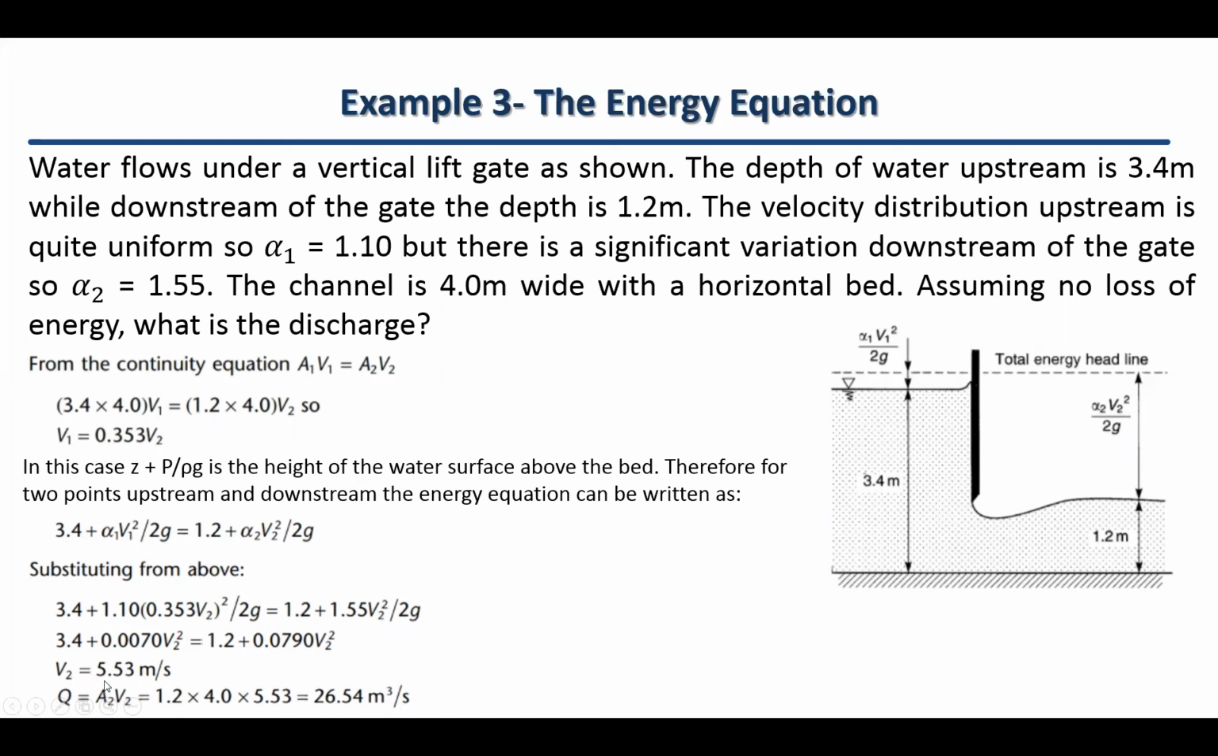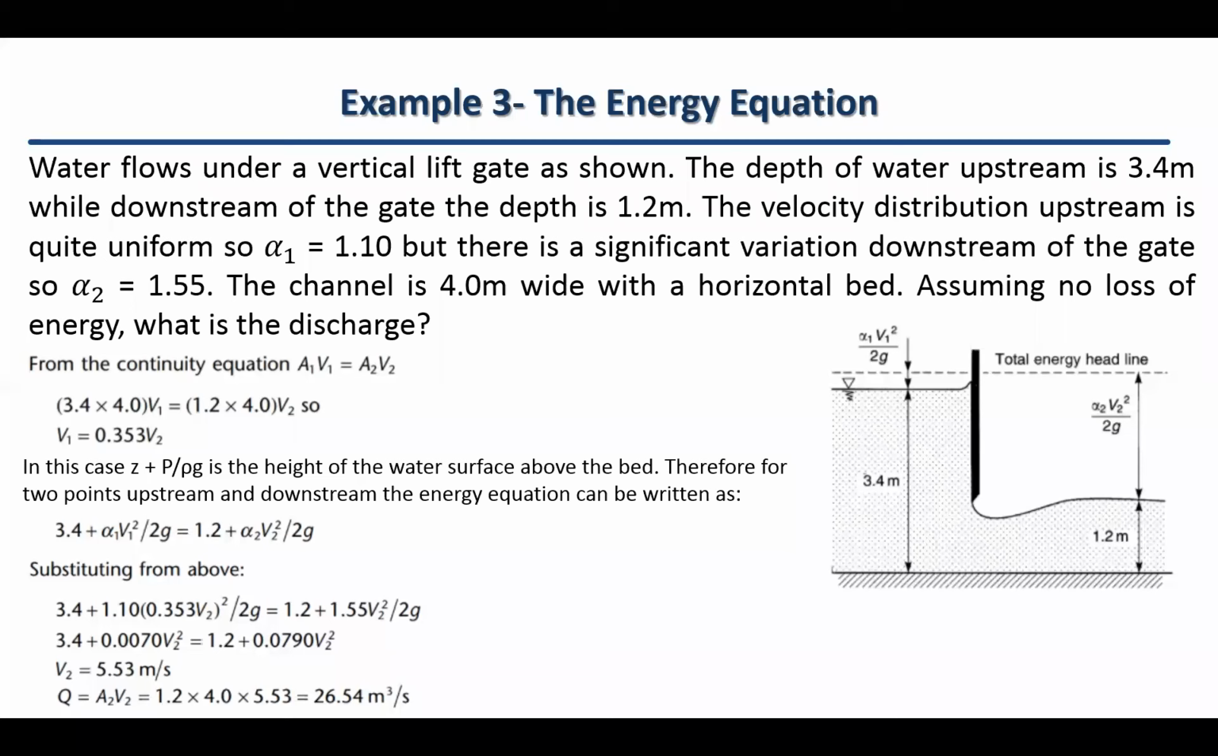So V2 can be calculated here: 5.53 meters per second. Q is easily calculated: A2 is 1.2 times 4, height times width, times the velocity we calculated here. The result is 26.54 cubic meters per second. Just bear in mind that velocity 2 is relatively high. This is definitely higher than 3 meters per second, so it is a high velocity.